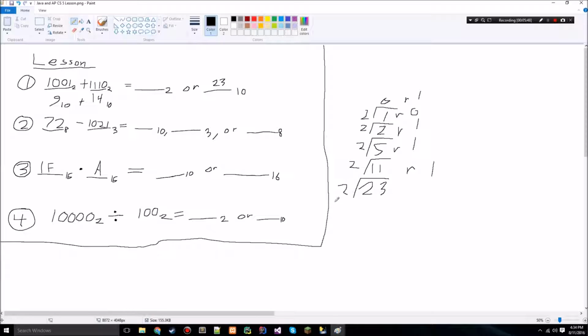Make sure we did this right. So 11, 22, 23, 10, 11, 4, 5, 2, 2, so 0, 1. Yep, okay. Now we went up the mountain, so we have to go down the mountain when we want to read our answer. So we're going to write this as 1, 0, 1, 1, 1 in binary. So that is the first problem, how you do addition in other bases.